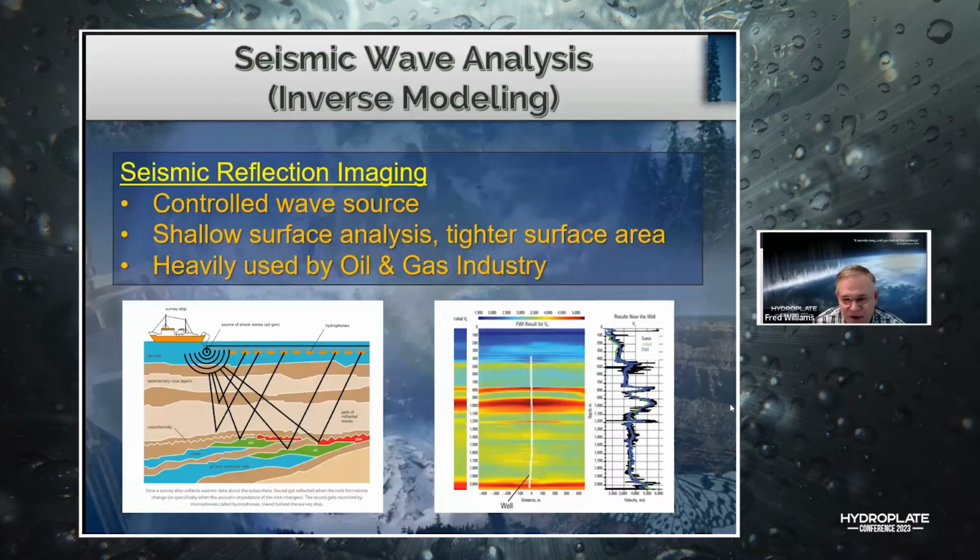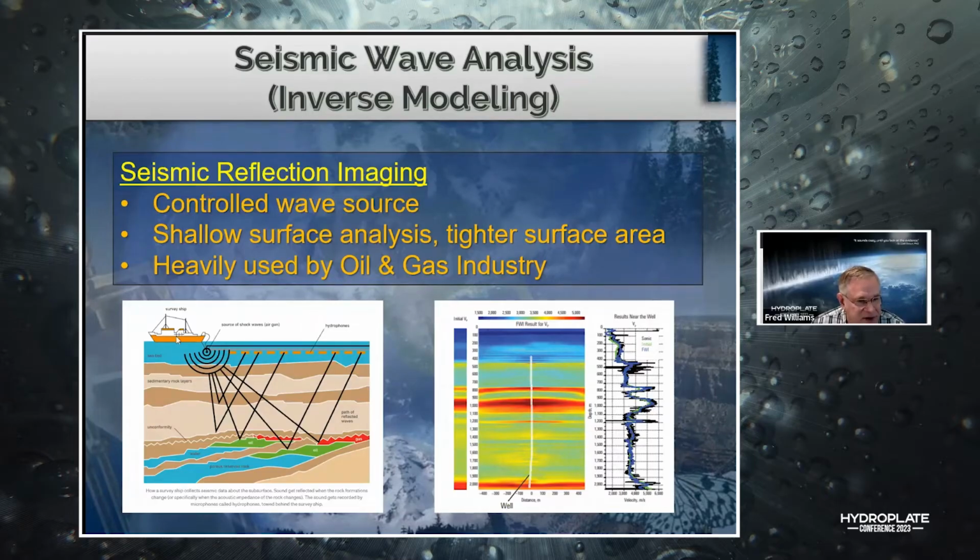Okay, so we just talked about seismic tomography. Now we're going to talk about seismic reflection that deals with a more dense, concentrated area. They have a controlled wave source. Again, this might be explosions, seismic hammers, seismic vibrators, etc. And then they've got different receivers and things. In this particular case, they've got hydrophones that receive the shock waves.